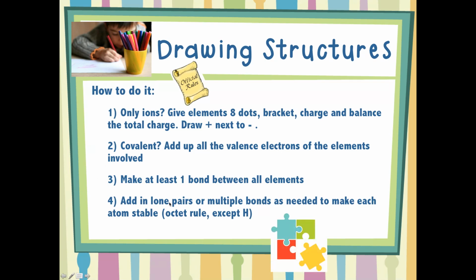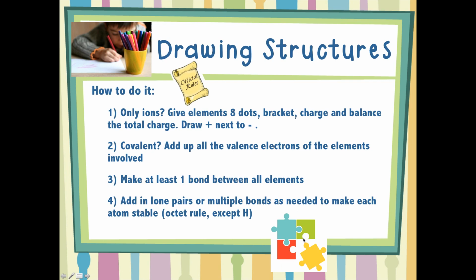And then based on how many electrons you had available, you add in lone pairs or multiple bonds as much as are needed to make each atom stable. And to be stable, remember that for most elements, that's the octet rule, 8 valence electrons, except that exception of hydrogen that only needs 2.